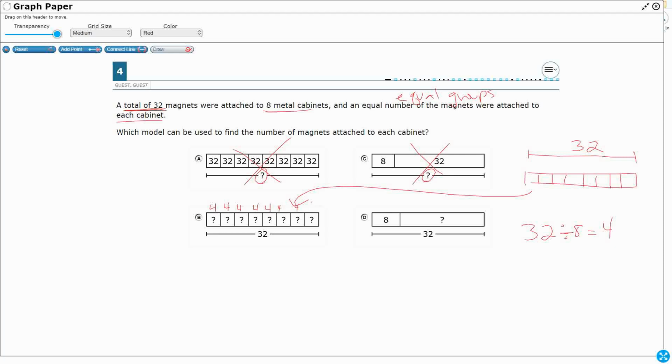You notice that D here is a part whole. That's a subtraction, right? So this is more of 32 minus 8. The problem is that doesn't equal 4, right? That's going to equal 24. And you can't have 24 attached to each cabinet because there's 8 different cabinets. We're going to get way larger than what we need to. So our answer here is B.